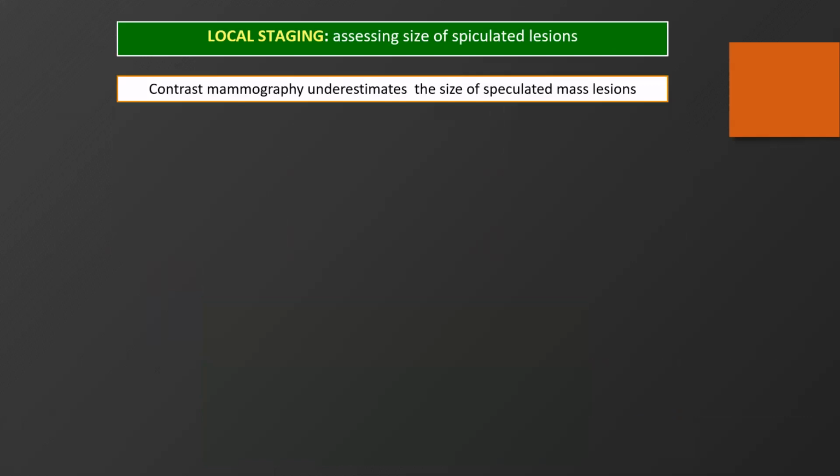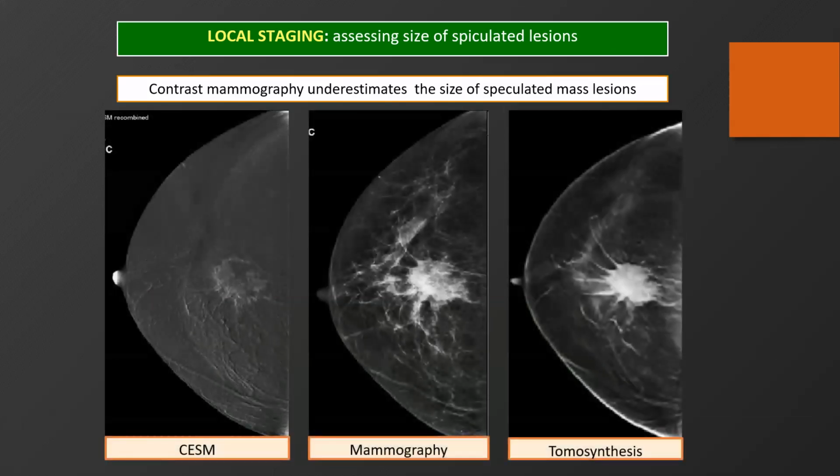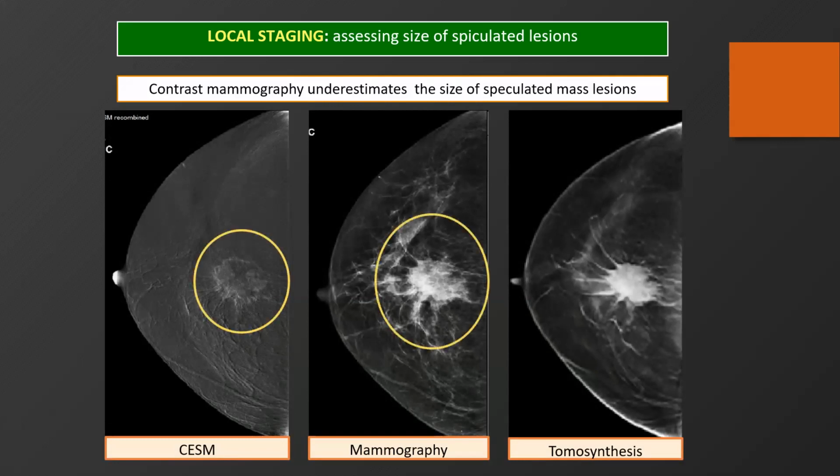Okay, Rasha, I will confirm what you have just said by this example. This is a contrast-enhanced mammography, and this is a mammogram, and this is tomosynthesis. I want you to compare the size of this tumor mass in contrast mammography, in mammography, and in tomosynthesis. What do you think? Definitely, the size measured in tomosynthesis is much larger than that in the mammography and the contrast mammography.